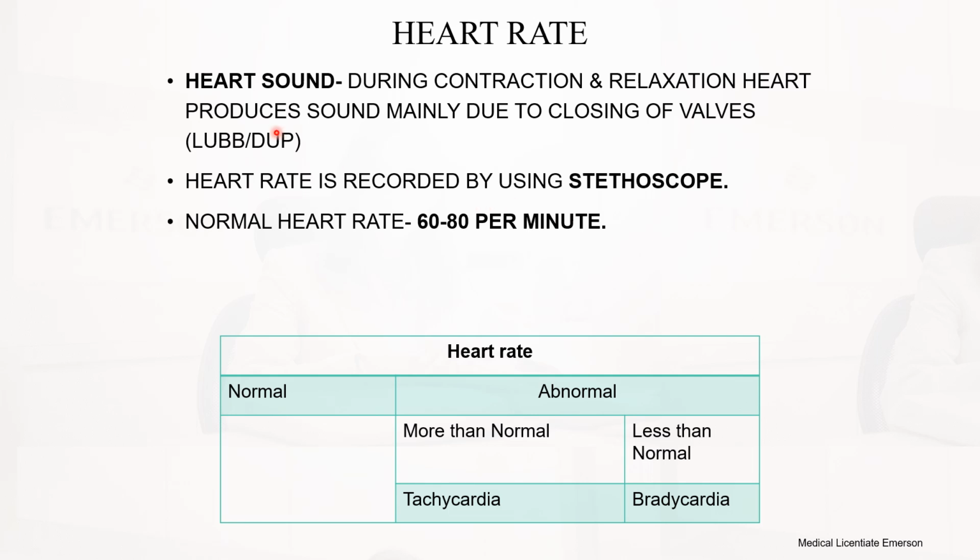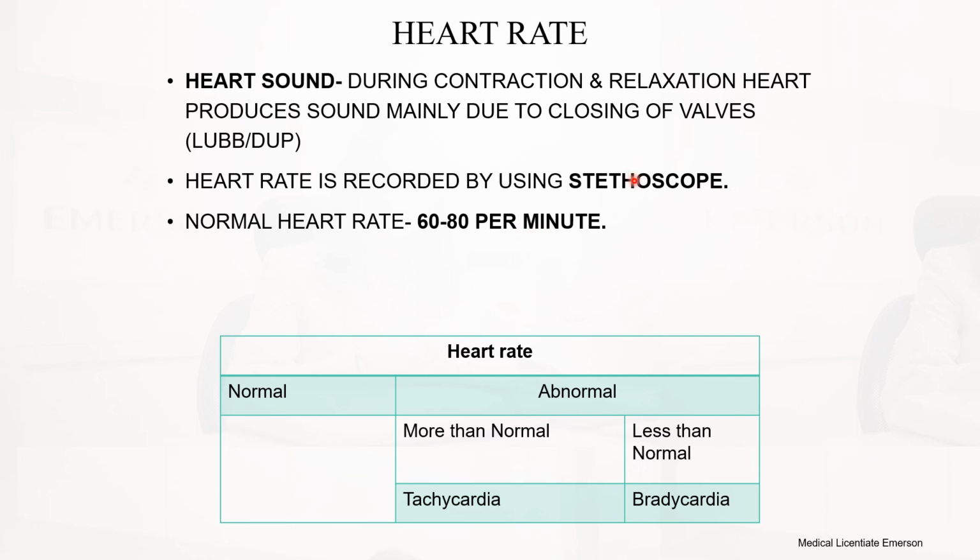Okay, let's go to the heart rate. So the heart sound during contraction and relaxation is produced mainly due to the closing of the valves, so the lub dub. Okay, so the heart sound is recorded by using the stethoscope. And the normal heart rate is 60 to 80 per minute.